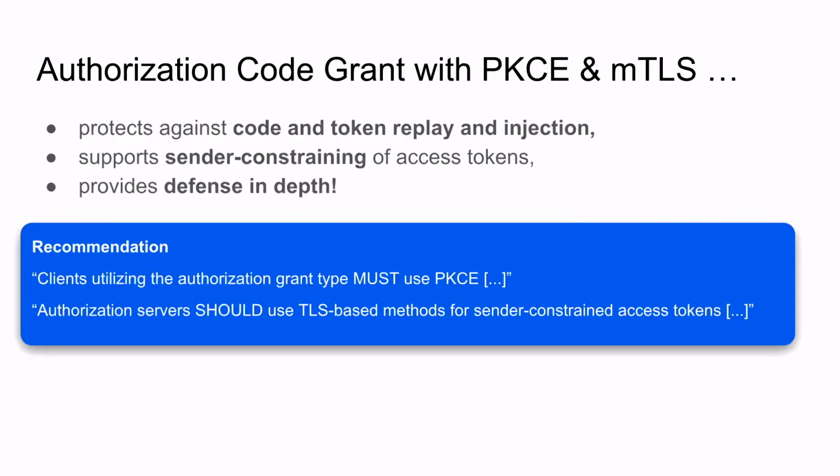So to sum up, authorization code grant with PKCE, proof key for code exchange, and MTLS protects against injection and replay. We have defense in depth because we have many lines of defenses. And this is exactly the recommendation that is contained in the security BCP. You must use PKCE if you use the auth code grant, and you should use a TLS-based method for sender-constrained access tokens. Okay, this is the first and most important recommendation in the new BCP.